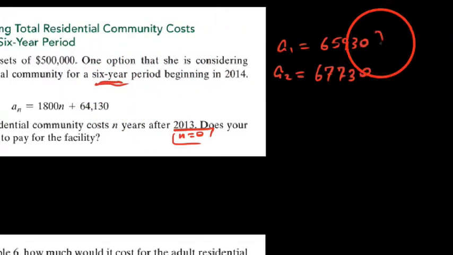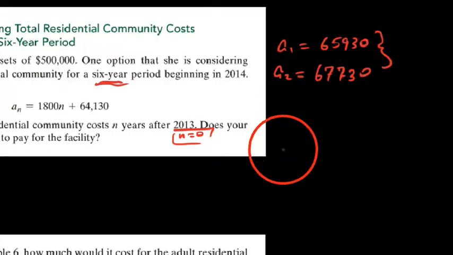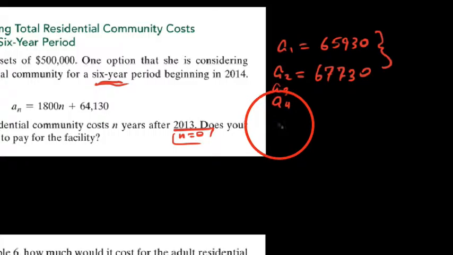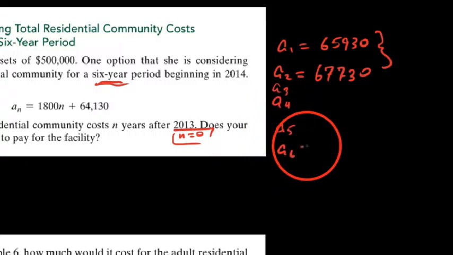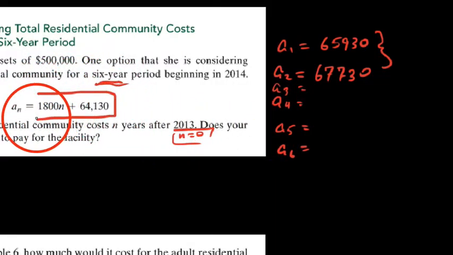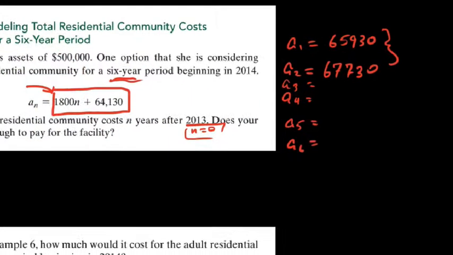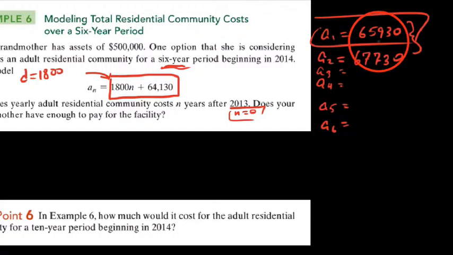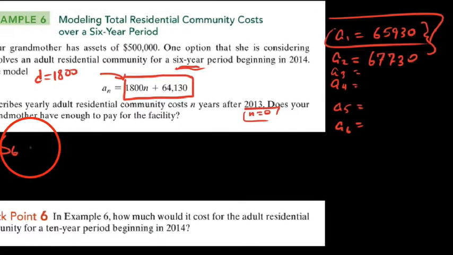If she was doing this over, say, a 2-year period, would she have enough money? What you could see is I would want the sum of these right here. But because she's doing it over a 6-year period, we're going to find the cost of the residential facility over the first 6 years and add them up. Because this is arithmetic, we can recognize that this 1800 is like our slope, so our d is 1800. We could find the first term, and we have that right there. Since it's arithmetic and we want the sum of the first 6 years, we could find a finite arithmetic sum.